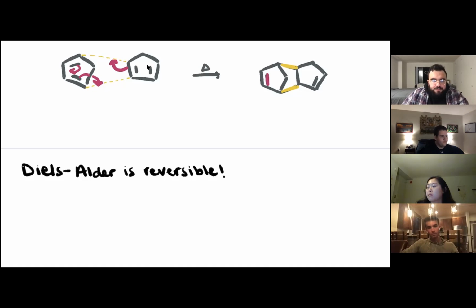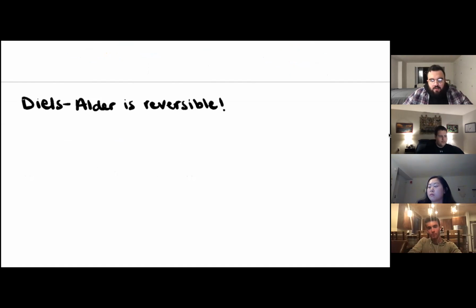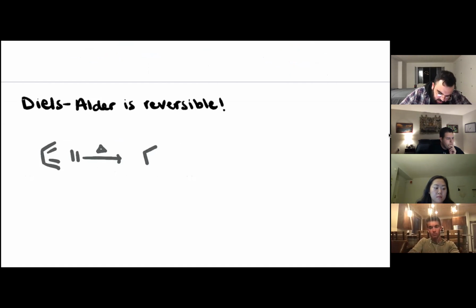Okay, so let's say I wanted to break a 6-membered ring with Diels-Alder. You can do that as long as you have that one pi bond that you need. So let's say I start off with my simple Diels-Alder, react that with my dienophile, and then I end up with this 6-membered ring here.